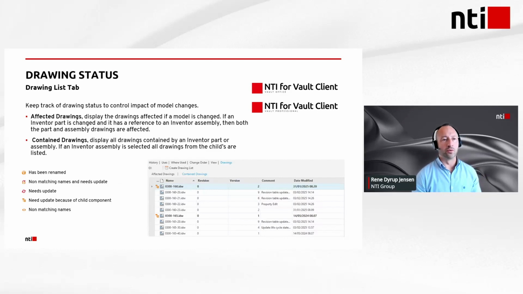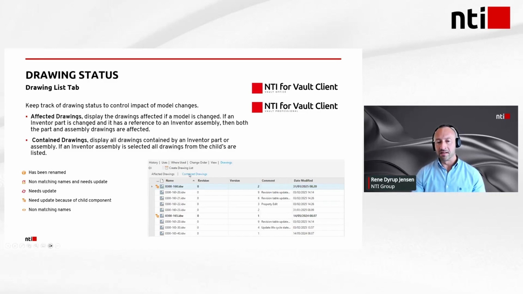But you might also have the need to keep track of your drawings. For that, we have what we call drawing status. It can consist of two different tabs: a tab called affected drawings and one called contained drawings. The affected drawings, when you create a change, will show you the drawings affected by the change. Meaning that if you drill a hole in a bracket, it will show you which drawings will be affected by that change. It could be on the part, of course, but it could also be on the sub-assemblies and main assemblies where this part is contained.